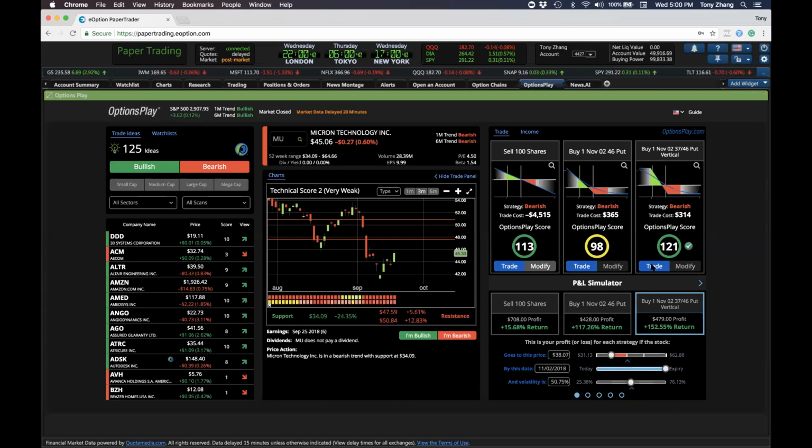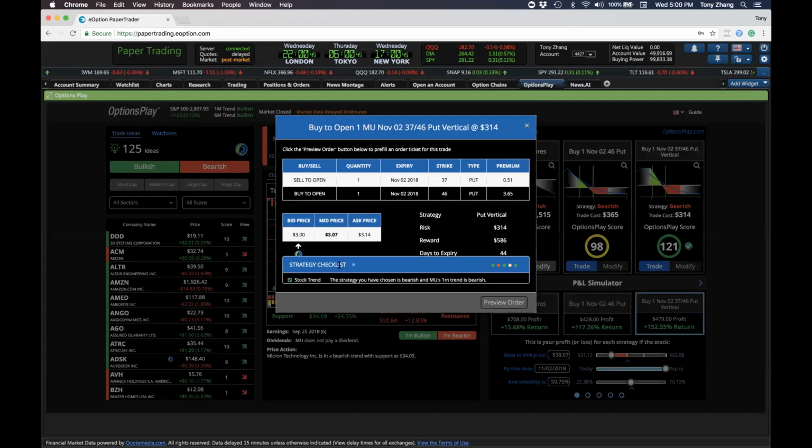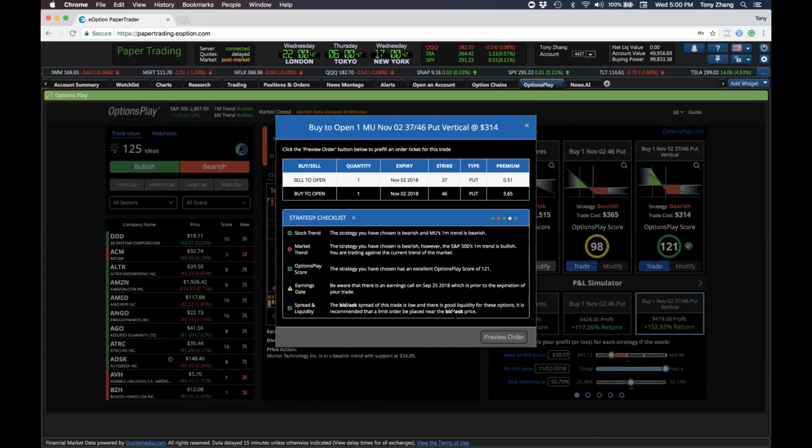So with that, just to recap, once you're ready for trading, you hit the trade button. You should use the strategy checklist to make sure that you understand the risks of everything that you're trading, checking to see if there's earnings. There's actually earnings here on September 25th, which is just coming up. So maybe that might sway your decision as to whether you want to place this trade or not.